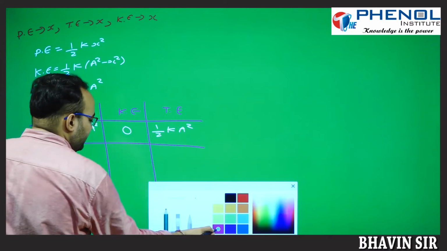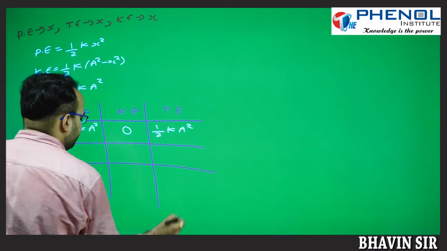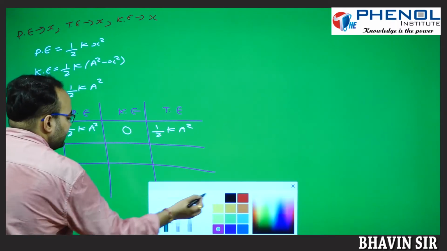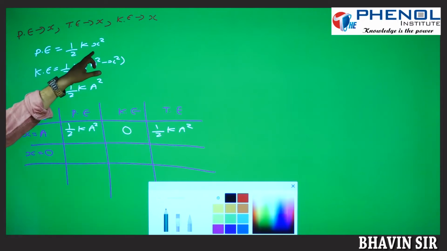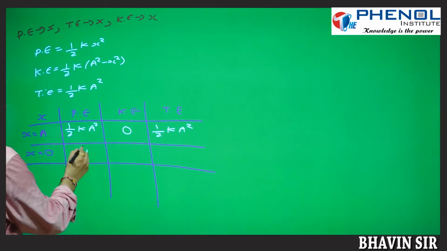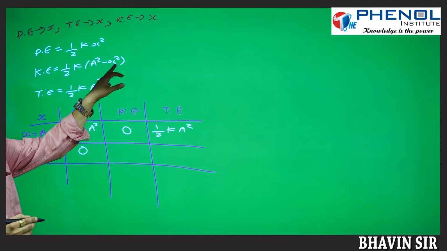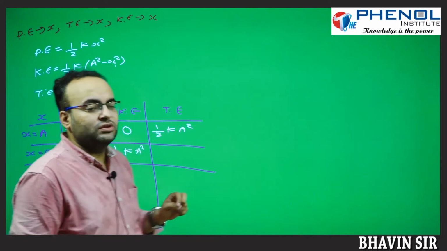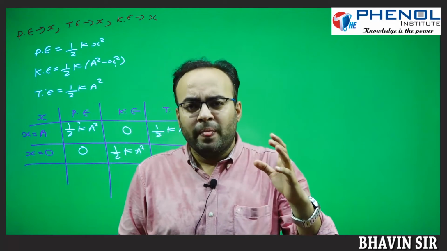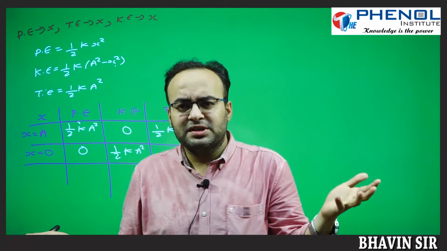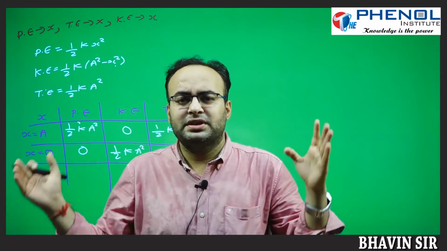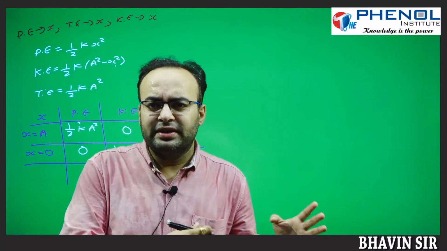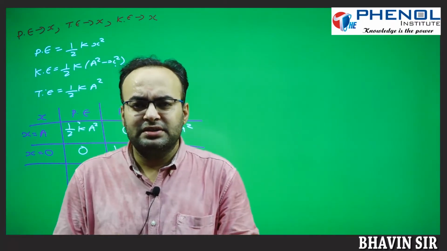Chalo, now next case. Now x equals 0. At x equals 0, what is the potential energy? 0. If we place x equals 0 here, what is the kinetic energy? x equals 0 is known as the mean position. When the oscillator passes through the mean position, its velocity is maximum, which is omega a. So its kinetic energy is also maximum.